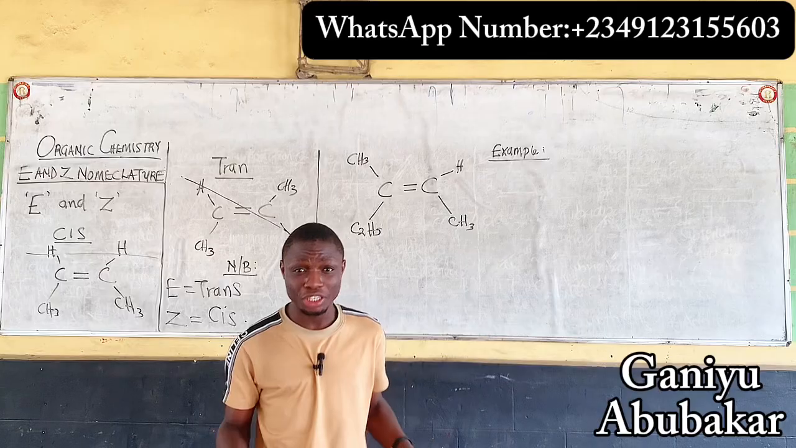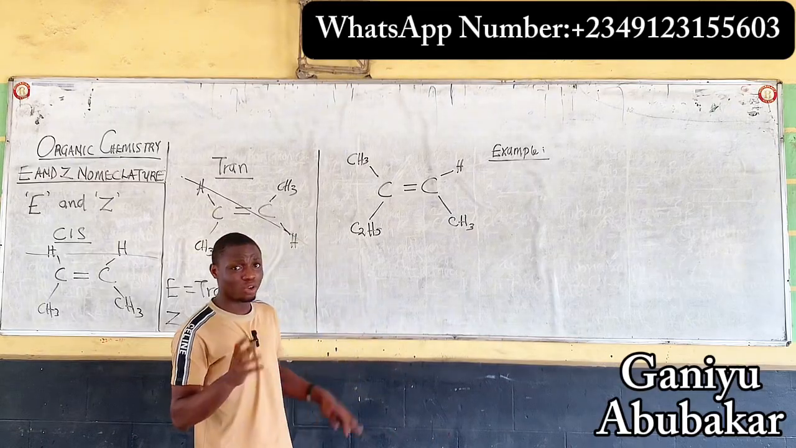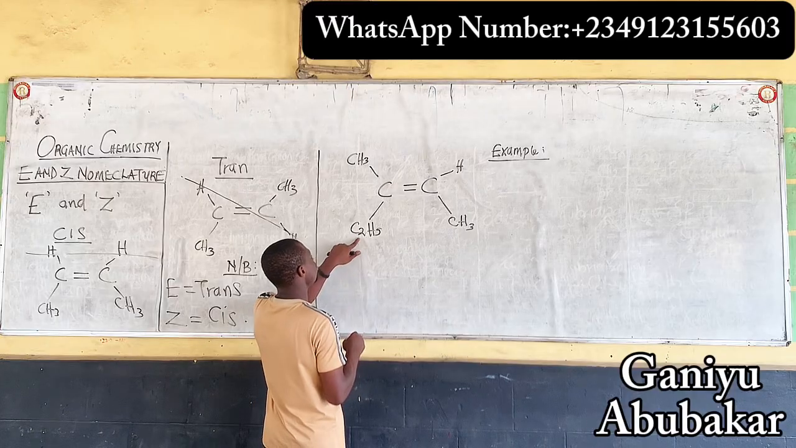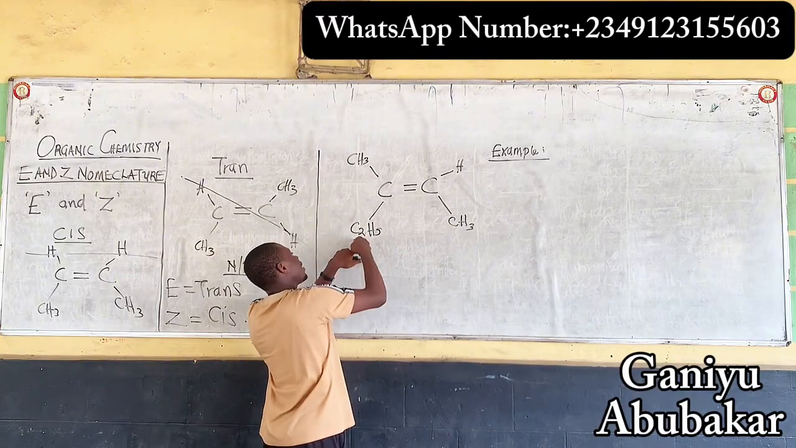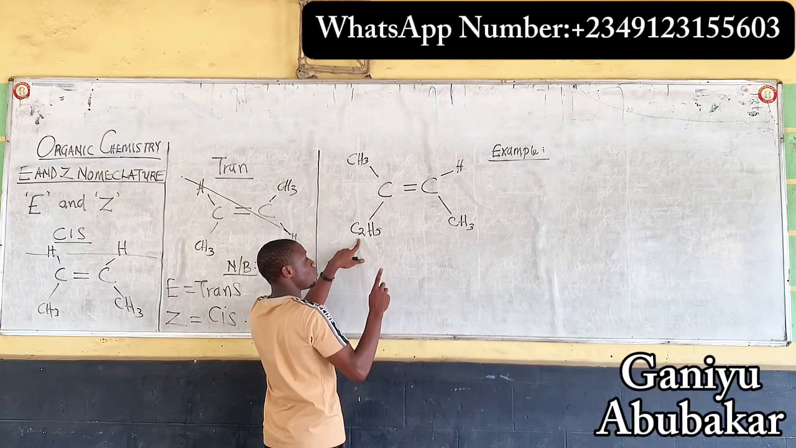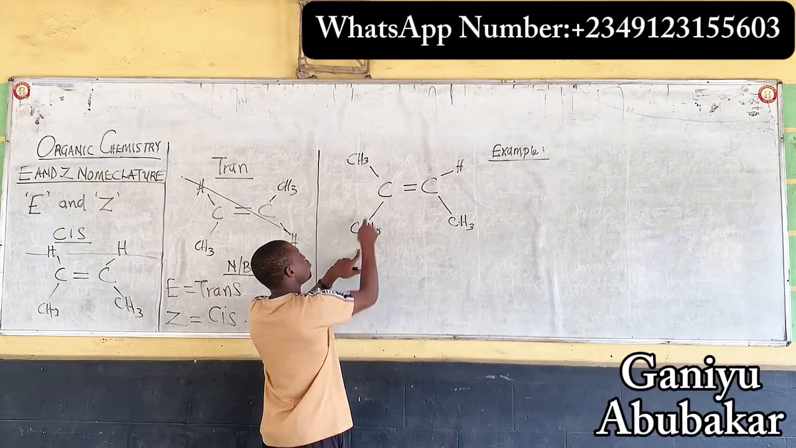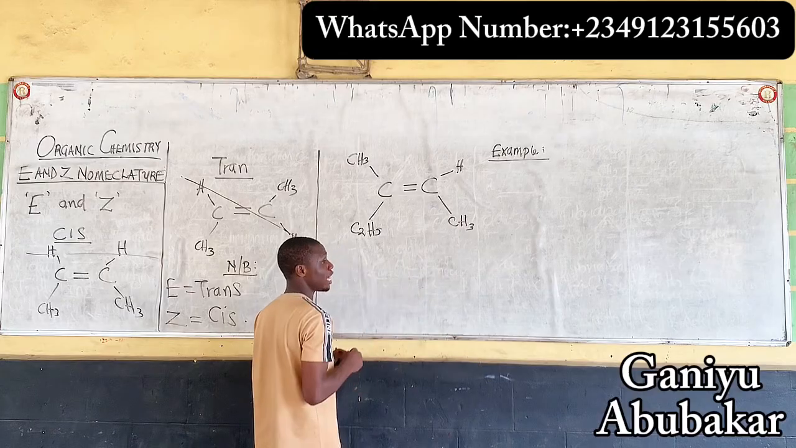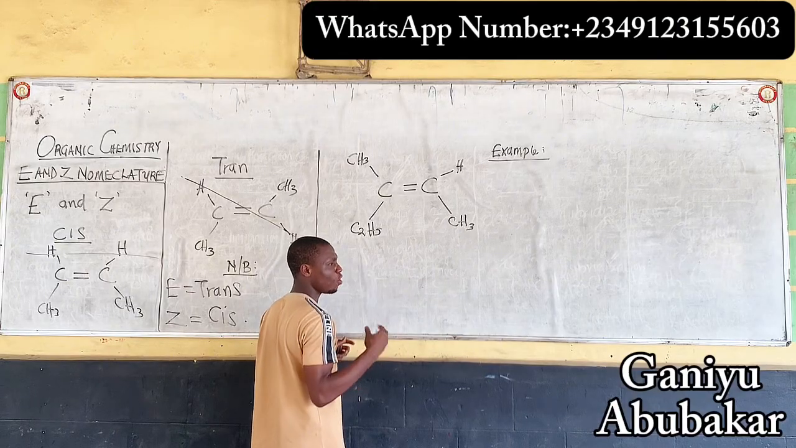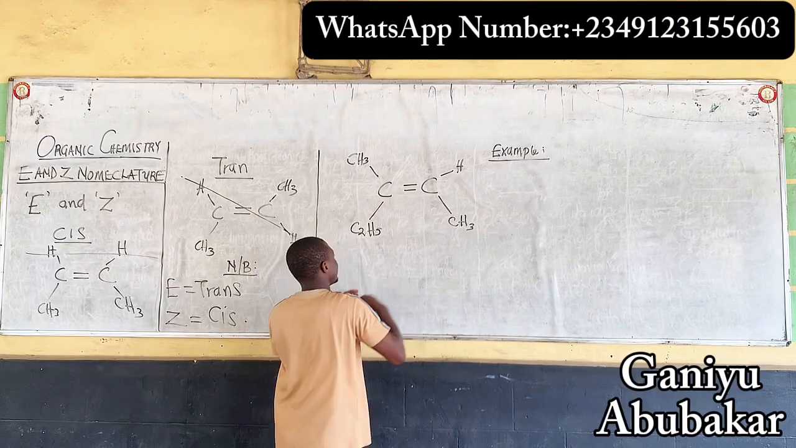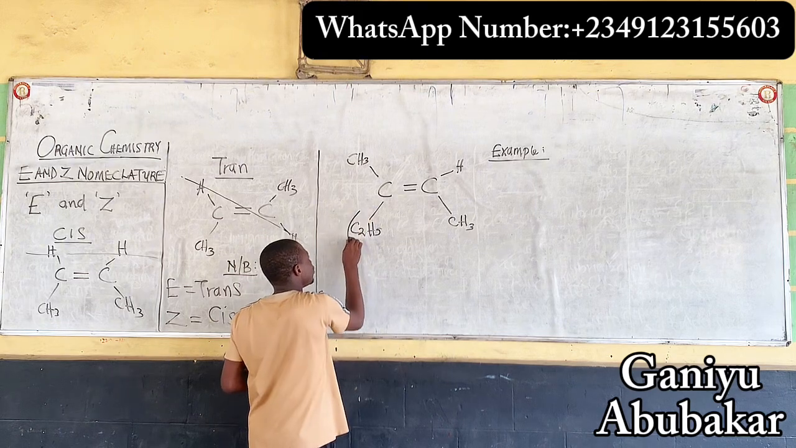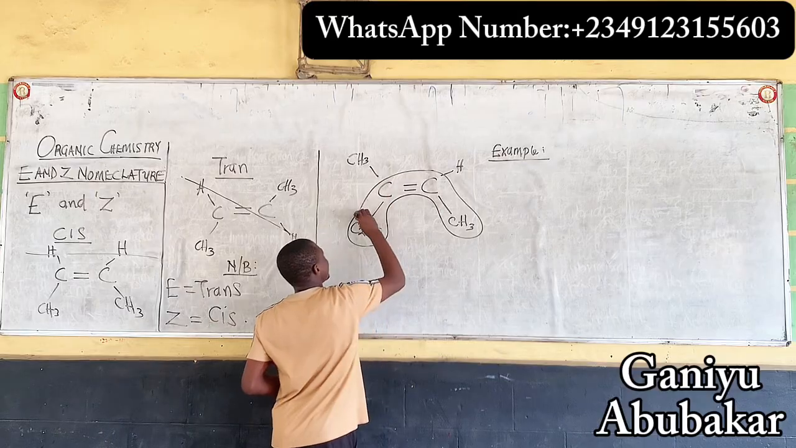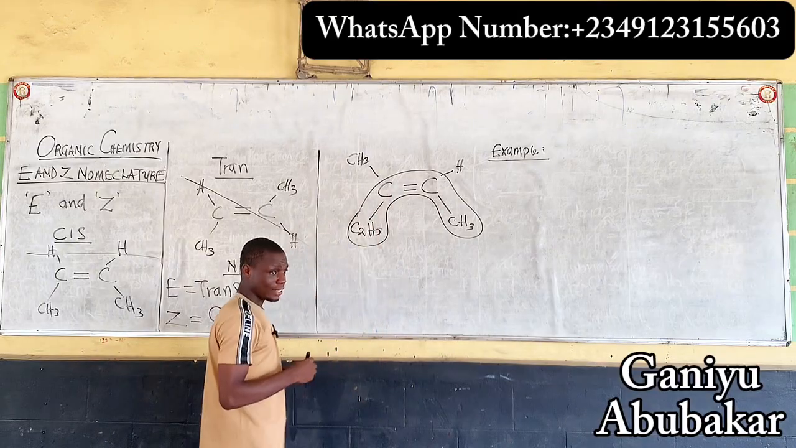Now to determine either it's Z or E system, your first priority is to count the longest chain. How many carbon atoms is the longest here? It's easy. Observe please, this is 2, 3, 4. Counting like this, I have 4 carbon atoms. Also, I have 2, 3, 4, 5. Counting this way gives me 5 carbon atoms. Which one is the longest? Of course, this way is the longest. So my first priority is to identify the one that is longest.